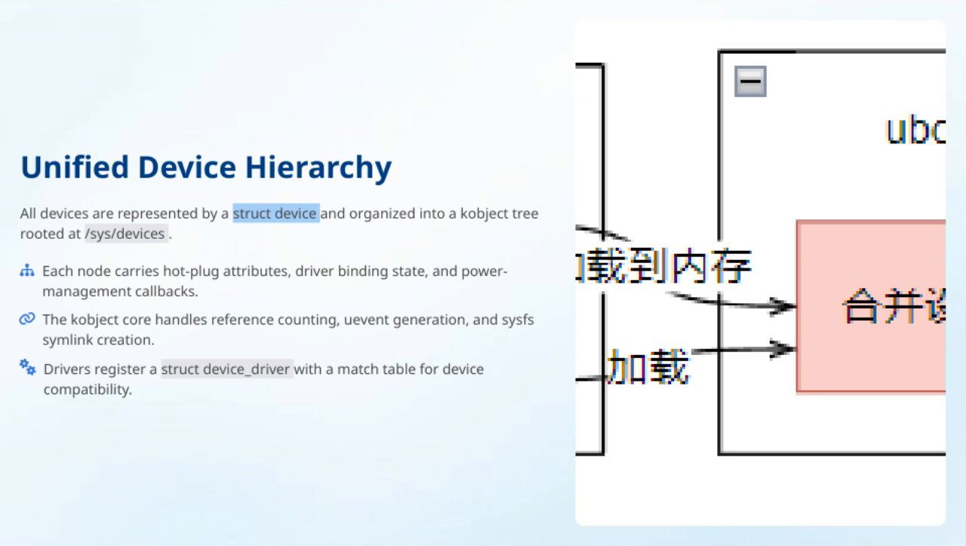All devices are organized into a hierarchical structure, represented by a kobject tree rooted at /sys/devices. This hierarchy provides a unified view of the device landscape, making it easier for both the kernel and user space to manage and interact with hardware components seamlessly.